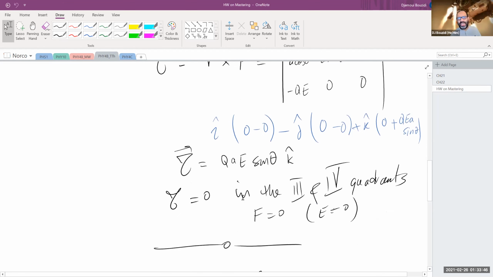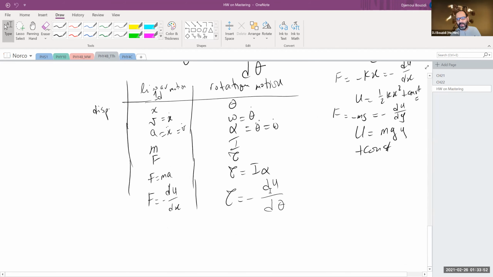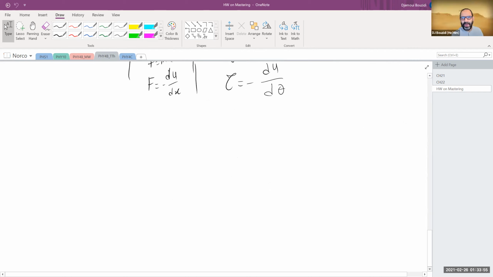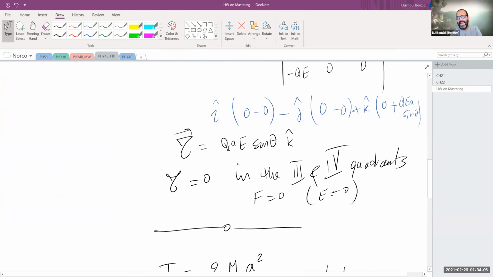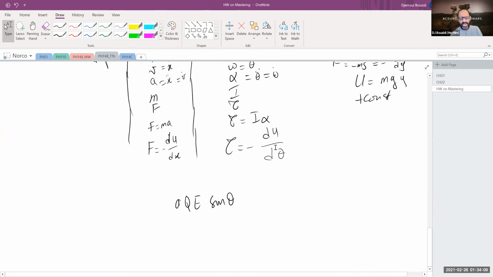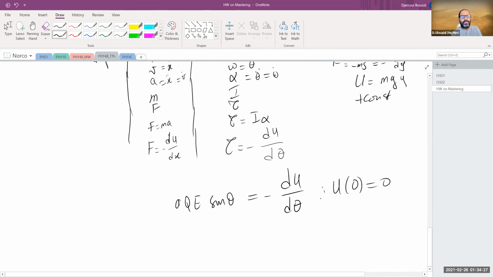Yeah. Because we just found tau. This is tau. And we're going to write tau as equal to minus that derivative. Here's the thing. We found tau to be AQE sine theta in magnitude. That's the torque tau. AQE sine theta. And this, we're going to require it to be minus du over d theta. If we integrate this expression with respect to theta, we're going to find a constant. How do we handle the constant? By just ensuring that U of 0 is equal to 0. Okay?